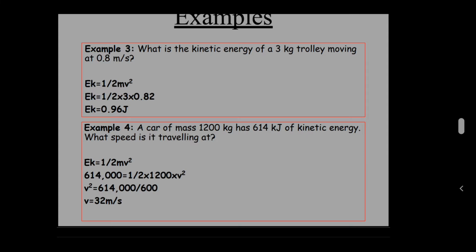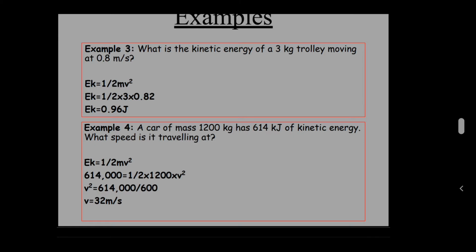Okay, so example 3, EK equals a half mv squared. It's just going to be a half of the mass, which is 3, times the speed, 0.8, and that 2 is meant to be a superscript 2. That's meant to be a squared, okay? So I do apologise. That 0.8 is meant to be squared. So EK equals 0.96 joules, okay? So 0.96 joules for that.